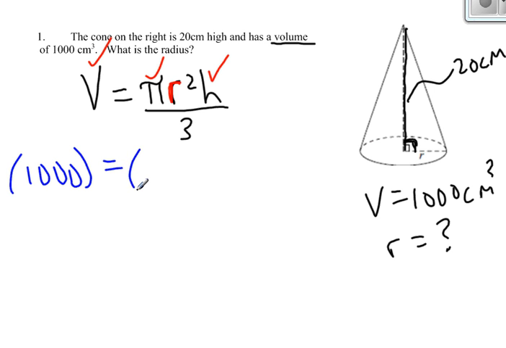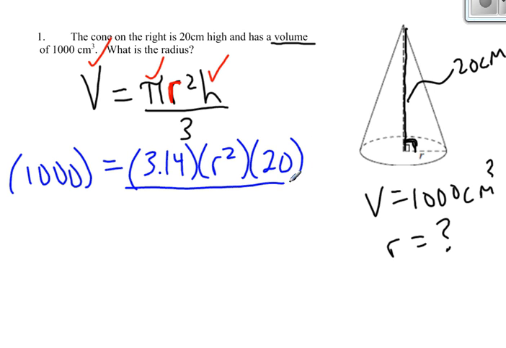So the volume is 1,000. Pi is obviously 3.14. Radius, I still don't know, so I still have r squared. Height is 20. And divide by 3, well, that's part of the formula, so it has to be there. So I've substituted everything for what I know, and I'm left with a single variable, which means I can solve. So solve or isolate for the variable using whatever algebraic skills you know.